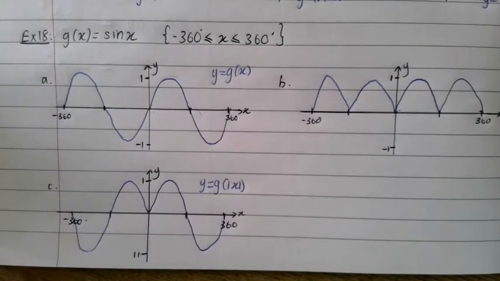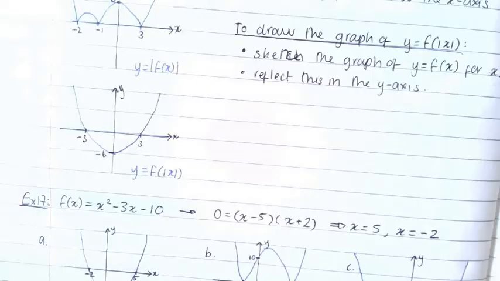Okay, and then example 19. We've got a diagram given on the page, and the diagram shows the graph of y equals h of x with 5 points labelled. Sketch each of the following graphs labelling the corresponding points. So part A wants us to sketch y equals the modulus of h of x.